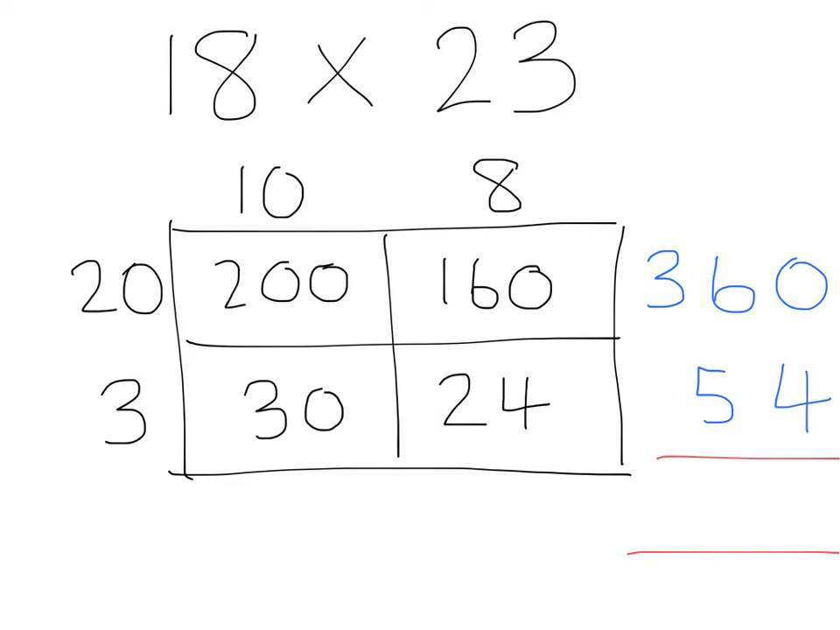4 units add 0 units is 4. 6 tens add 5 tens is 11 tens. And then 300 add 100 is 400. So my final answer would be 414. That is the grid method.